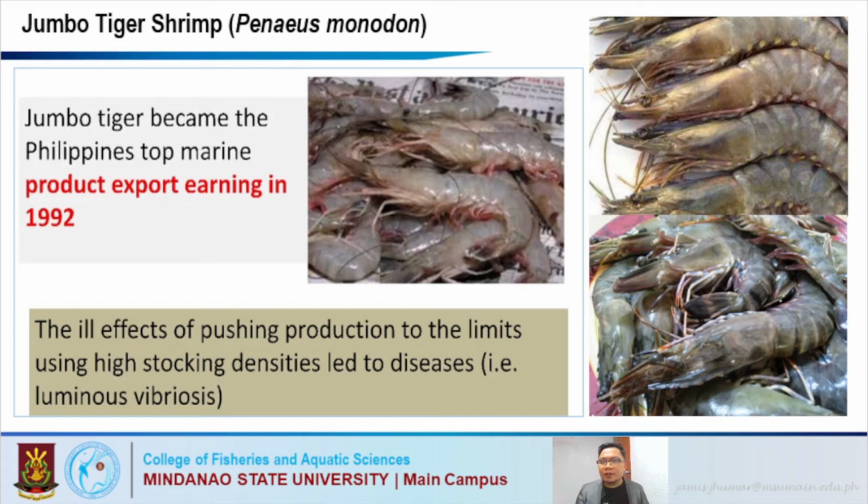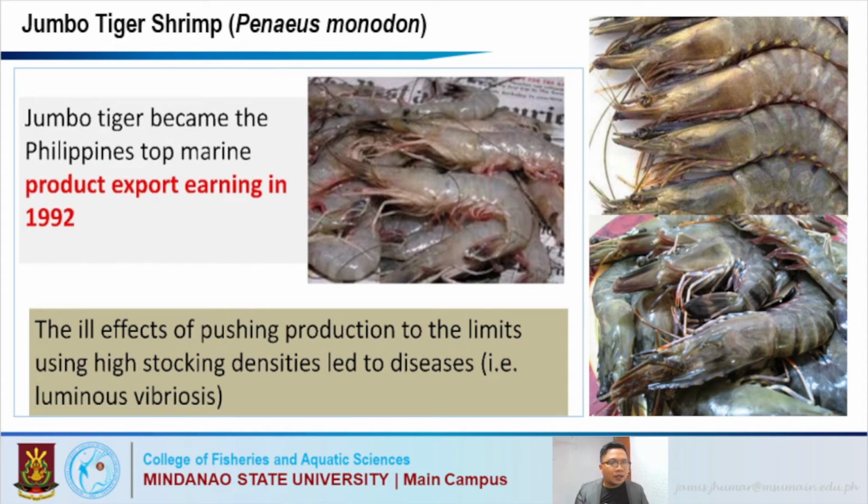And then here we have the jumbo tiger shrimp, the Penaeus monodon. Jumbo tiger became the Philippine topmost marine export earning in 1992. So as I have mentioned earlier, we became the top exporting country for monodon. The ill effects of pushing production to the limits using high stocking densities had led to diseases like the occurrence of luminous vibriosis. If you're familiar with luminous vibriosis, this is a disease caused by luminous Vibrio, particularly Vibrio harveyi and Vibrio splendidus, if I'm not mistaken. These are very harmful pathogens that caused the collapse of the sugpo industry or the monodon industry.